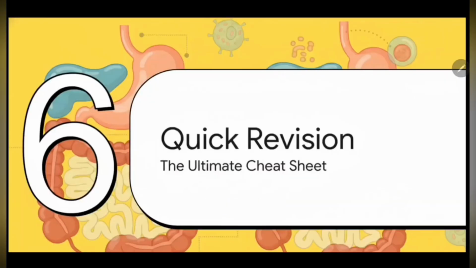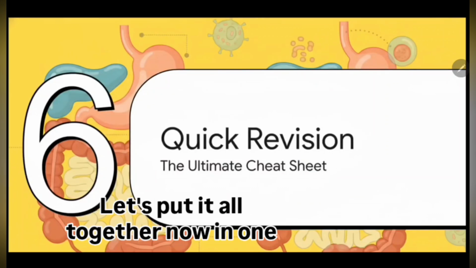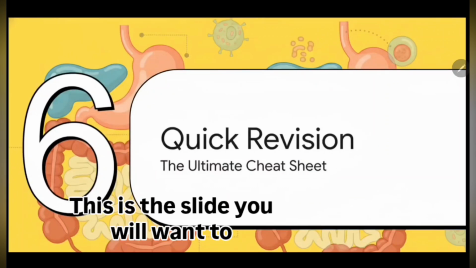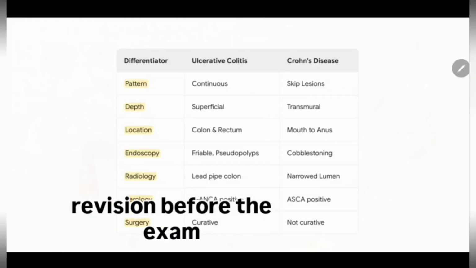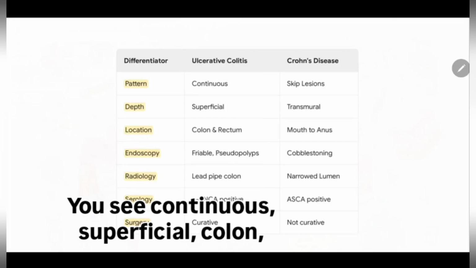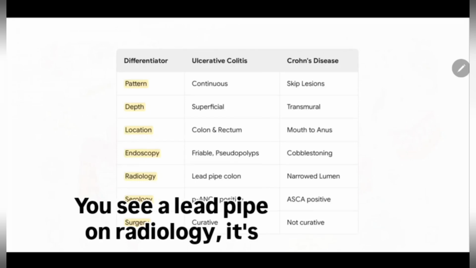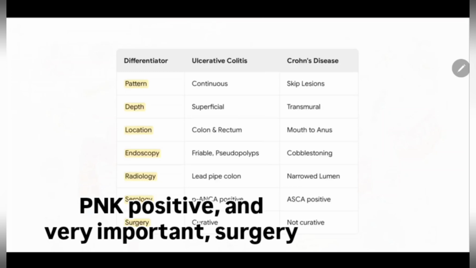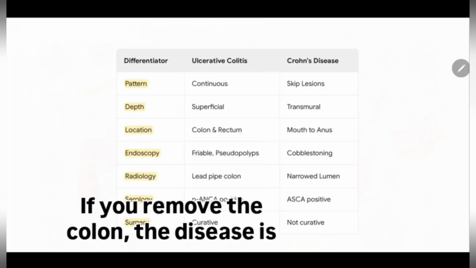All right, we have covered a lot of ground. Let's put it all together now in one final summary. This is the slide you will want to take a screenshot of for your last-minute revision before the exam. So here it is, the ultimate cheat sheet. You see continuous, superficial, colon and rectum only. You see a lead pipe on radiology, it's P-ANCA positive, and very important, surgery is curative. If you remove the colon, the disease is gone.